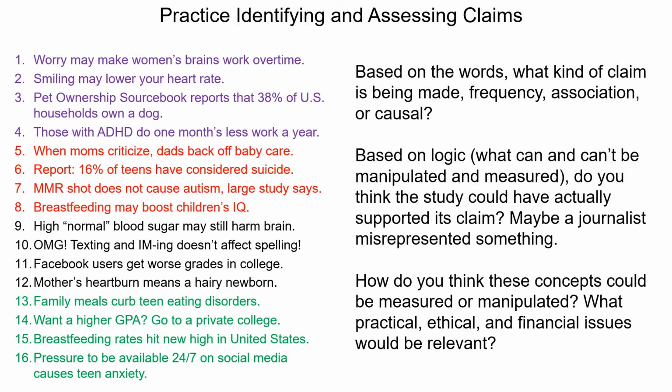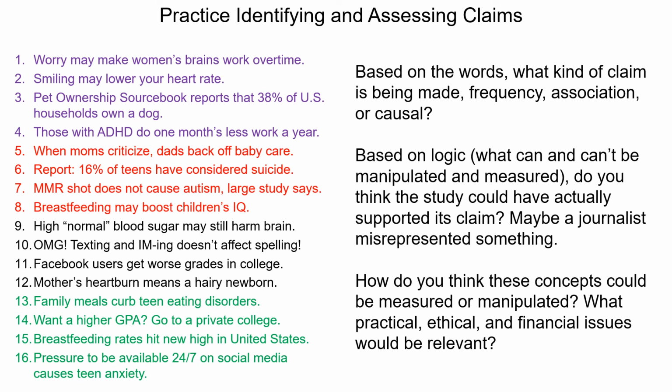Let's look at a whole bunch of claims here. There's a lot of them, and you can look at their wording and figure out what type of claim is being made: frequency, association, or causal. Like the first one, "worry may make women's brains work overtime." They're trying to make a causal claim there, but they're saying the "may", so it's not necessarily the case.